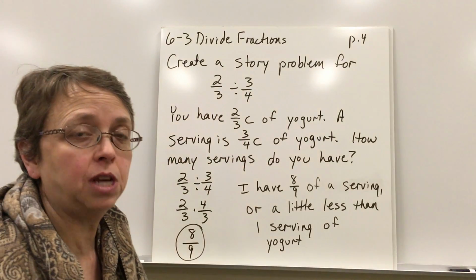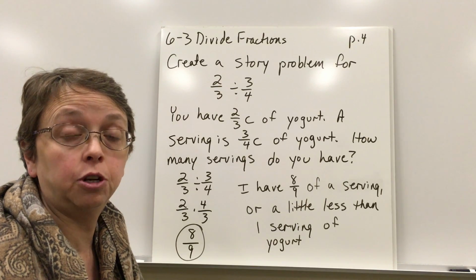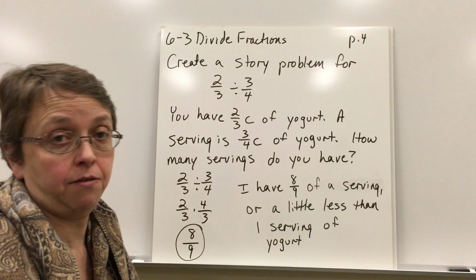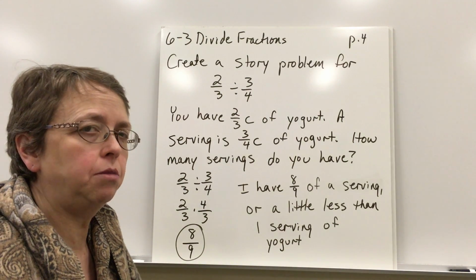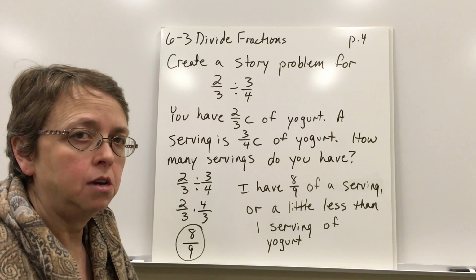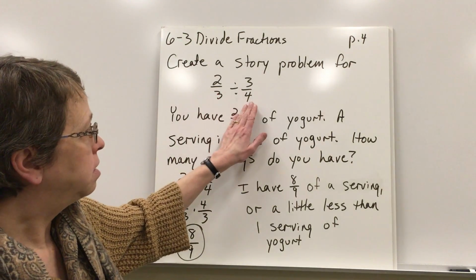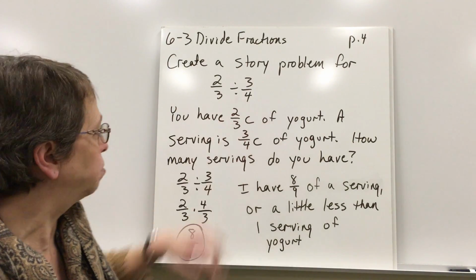Remember, the first number is how much you have. So let's say I have 2/3 of a cup of yogurt. And a serving of yogurt is 3/4 of a cup. Well, 2/3 is less than 3/4, so that means I have less than 1 serving. So my answer is going to be less than 1. So this is how much I have. This is how big the group is, and my group is going to be less than a whole group.